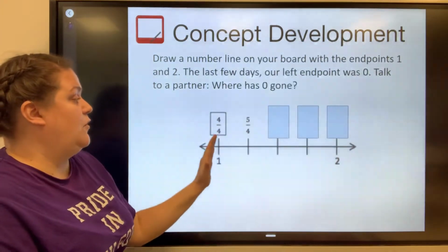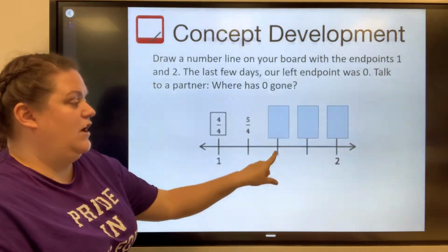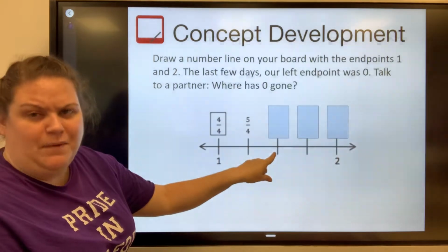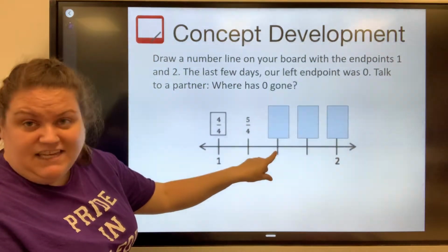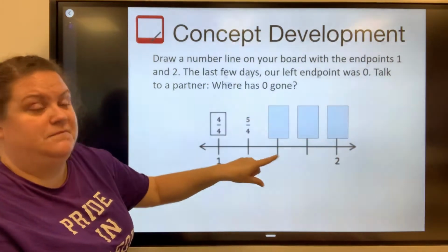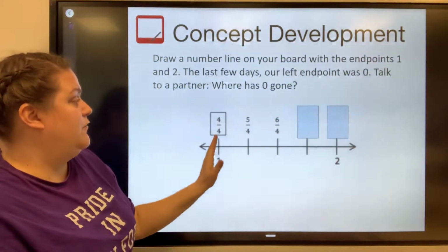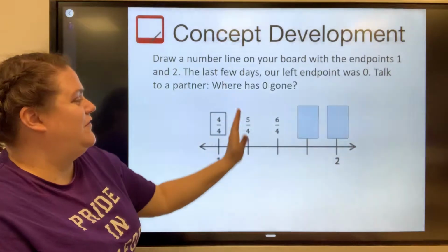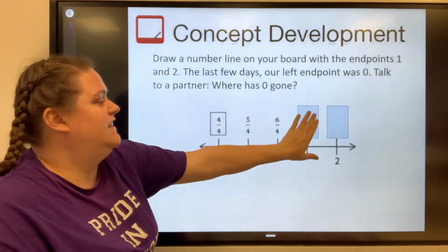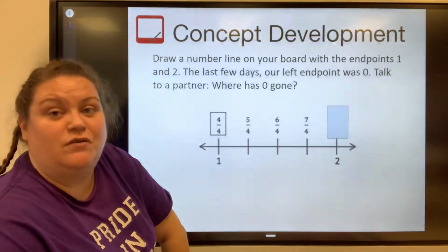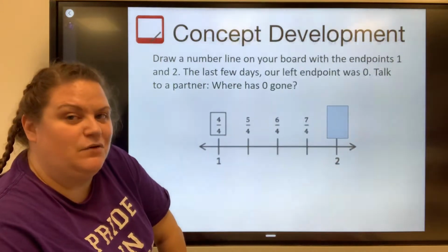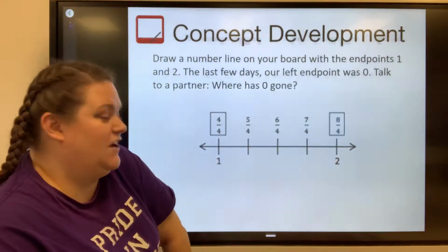So if this is 4 over 4, 5 over 4, I bet you're figuring out the pattern here. Our denominator is staying the same, but what's going to go on top? If you guessed 6 over 4, you're correct. So we have 4 over 4, 5 over 4, 6 over 4. This one's going to be 7 over 4. And the last one is going to be 8 over 4.